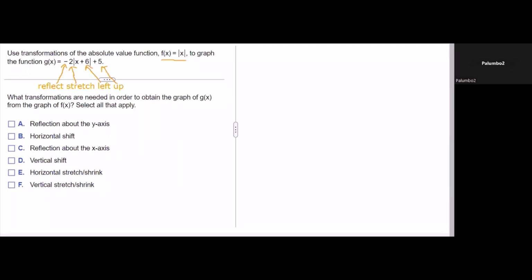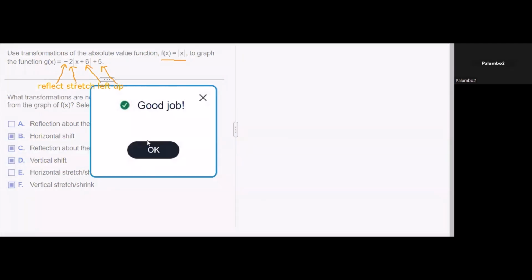So we need to click on these buttons here, and we need to list all the transformations. Now notice, usually if you have a circle, that will only allow you to click on one answer. But if you have a box like this, a square, you can click on more than one answer. That's generally how that works. So we are reflecting, and we're reflecting it about the x-axis. We're going to stretch it this way. It's a vertical stretch. We are shifting it horizontally to the left, and we're also shifting it vertically up. Check our answer. Fantastic. Good job.